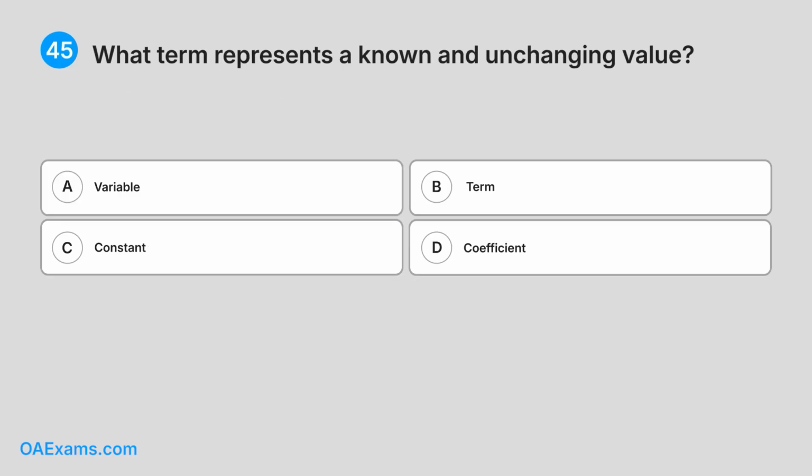45. What term represents a known and unchanging value? A. Variable. B. Term. C. Constant. D. Coefficient. Can you guess the answer?